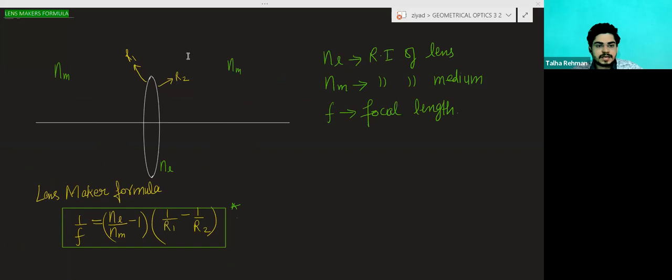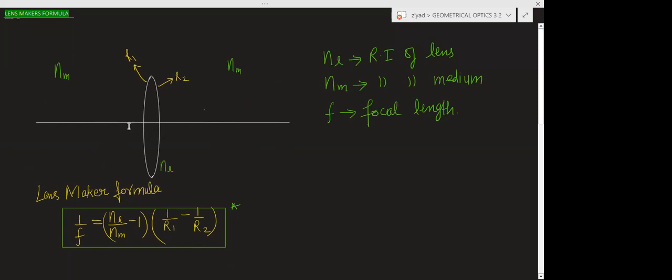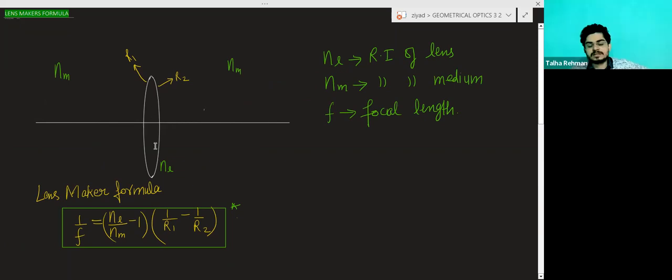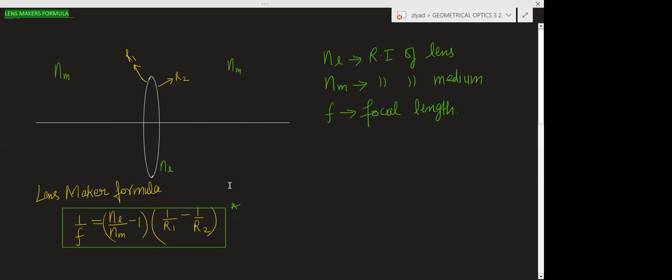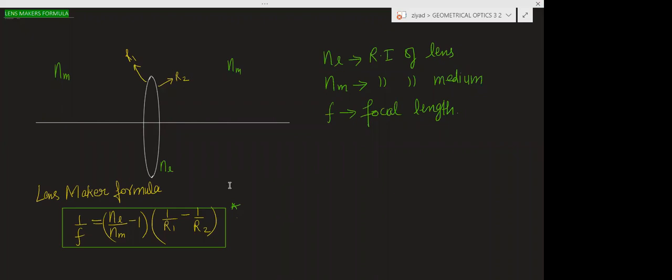We will have lens maker's formula. Suppose this is a lens and this is the principal axis. NL is the refractive index of the lens. Do you know refractive index now? We discussed refractive index earlier. Different mediums have different refractive indices.